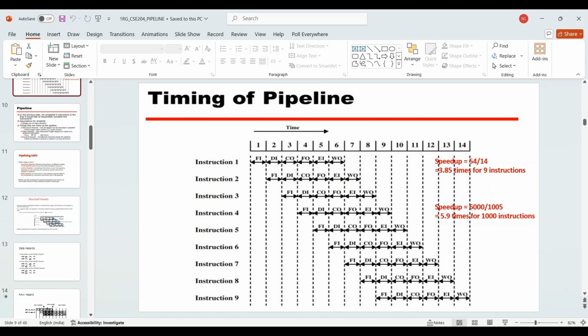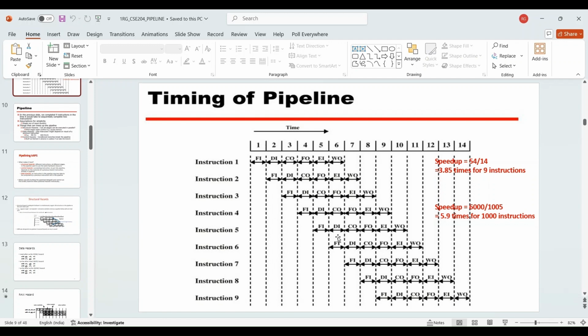So why it is not completely 6, that we will see here, and that is because of pipeline filling and pipeline draining time wastage. Here you can see in the first cycle only one stage is working, fetch instruction. Second cycle, 2 stages working. Third cycle, 3. But from 1 to 5, not all stages are working, and it is called the pipeline filling time stage, which is slowing down the speed up.